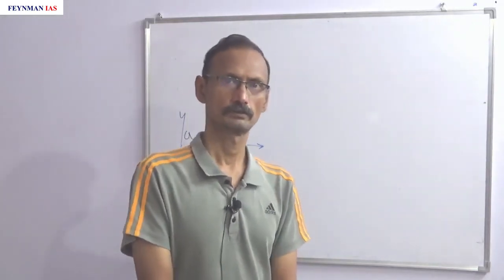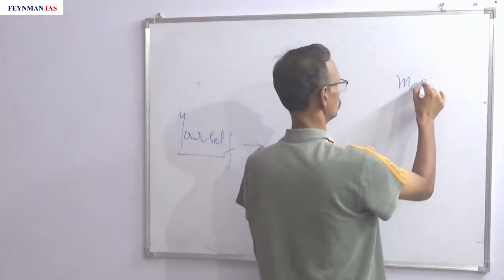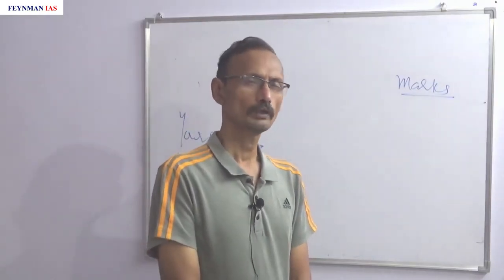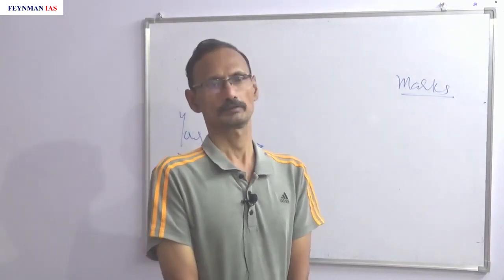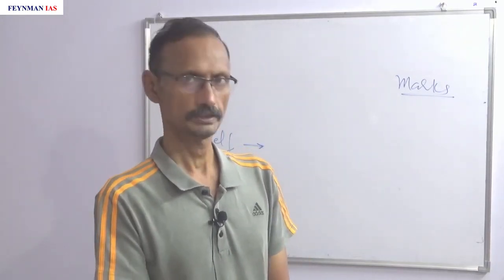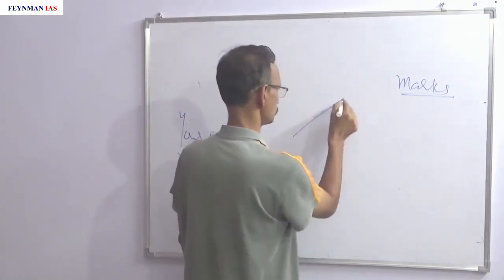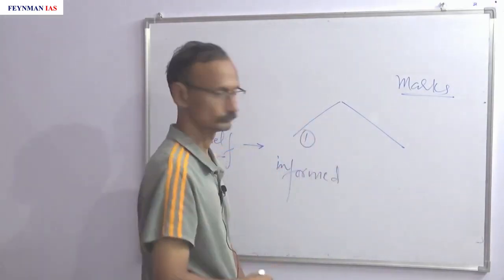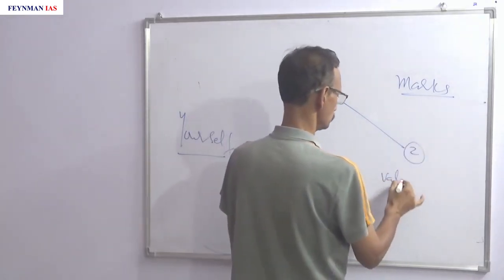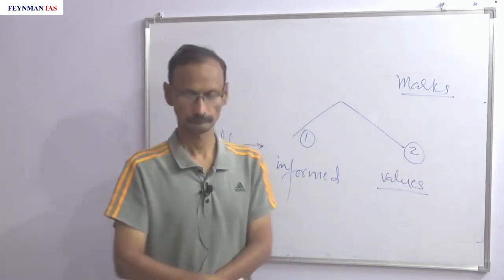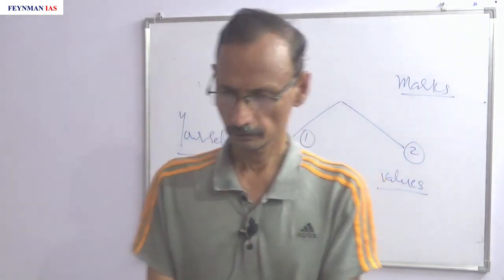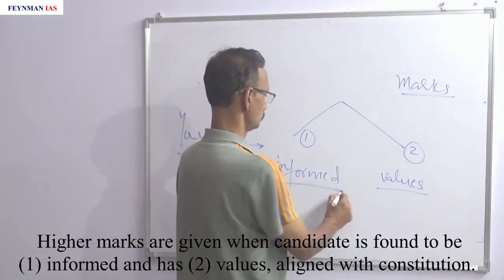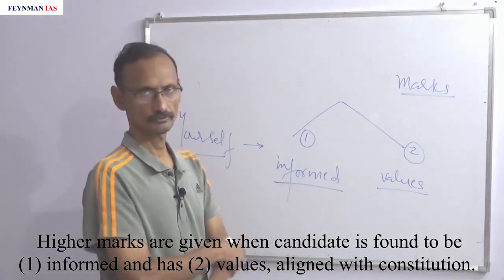What kind of expression gets marks here? That is, what is it that they want you to be? I would say there are two components. One, informed, and two, values. They think that you will make a good civil servant when you are an informed person. But this is not enough.